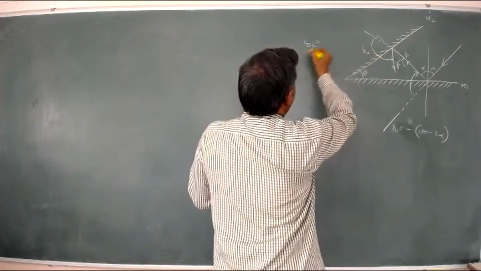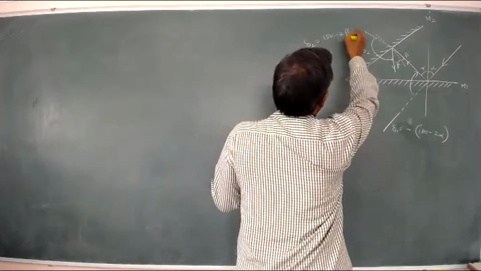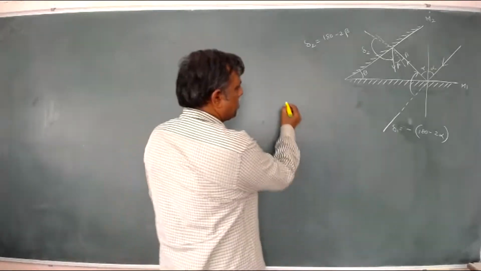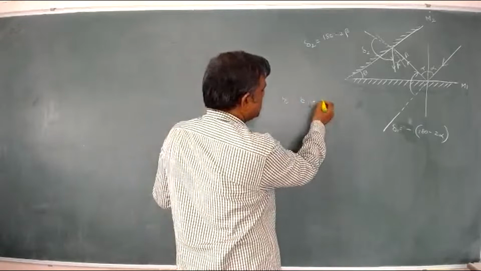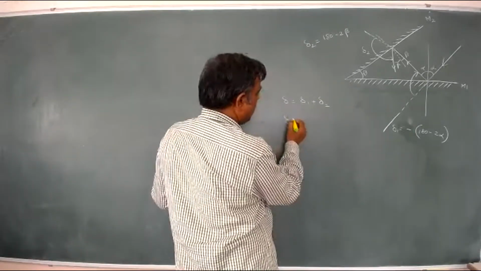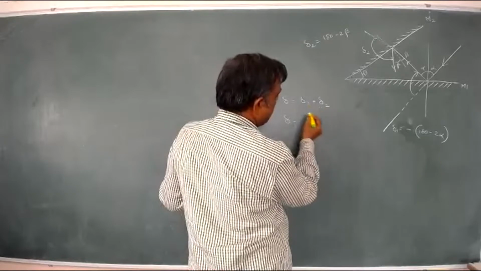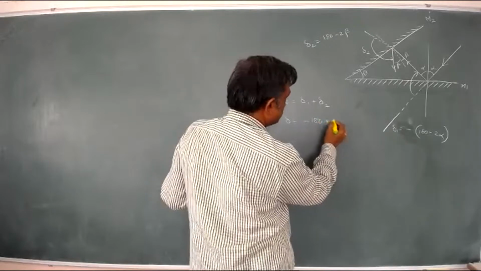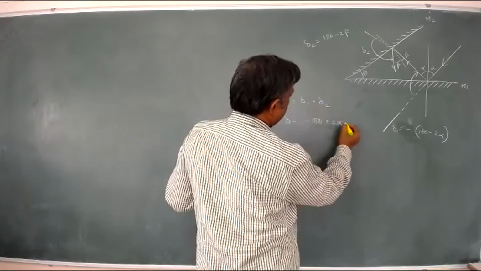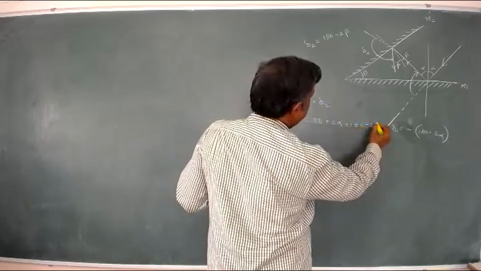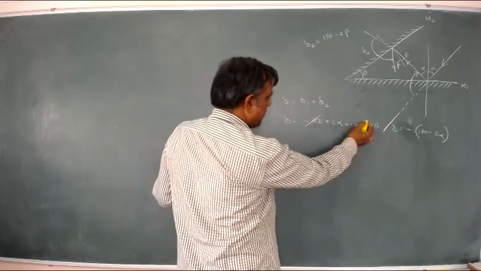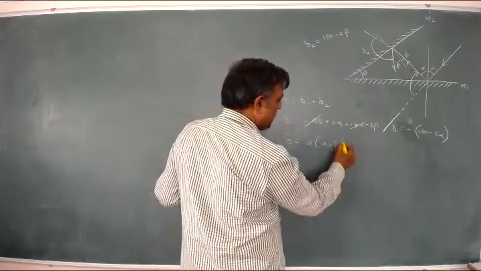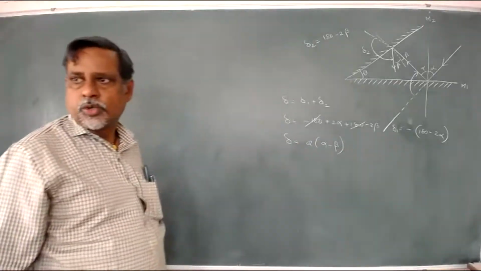In this case, delta 2 is equal to 180 minus 2 beta, right? Now, the total deviation you need to talk about, which is delta 1 plus delta 2. So delta is equal to, this becomes delta 1, that is minus 180 plus 2 alpha, plus delta 2, 180 minus 2 beta. These two things will get cancelled out. Therefore, the total deviation is 2 into alpha minus beta.